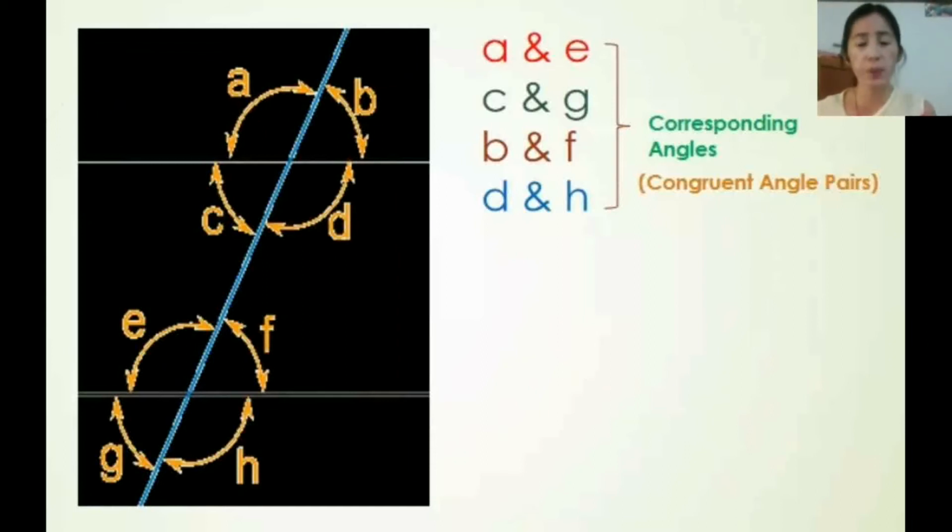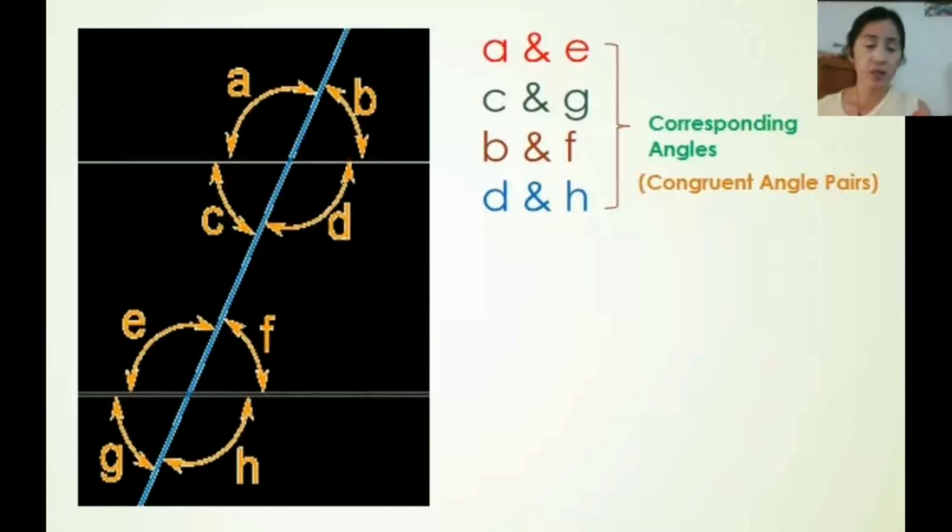When A and D were paired, they are called vertical angles. But this time, it's A and E. And also, C and G. It's no longer C and B. And there is also a pair of B and F, and then D and H. These pairs of angles are what we call corresponding angles. Okay? Do you see the difference?